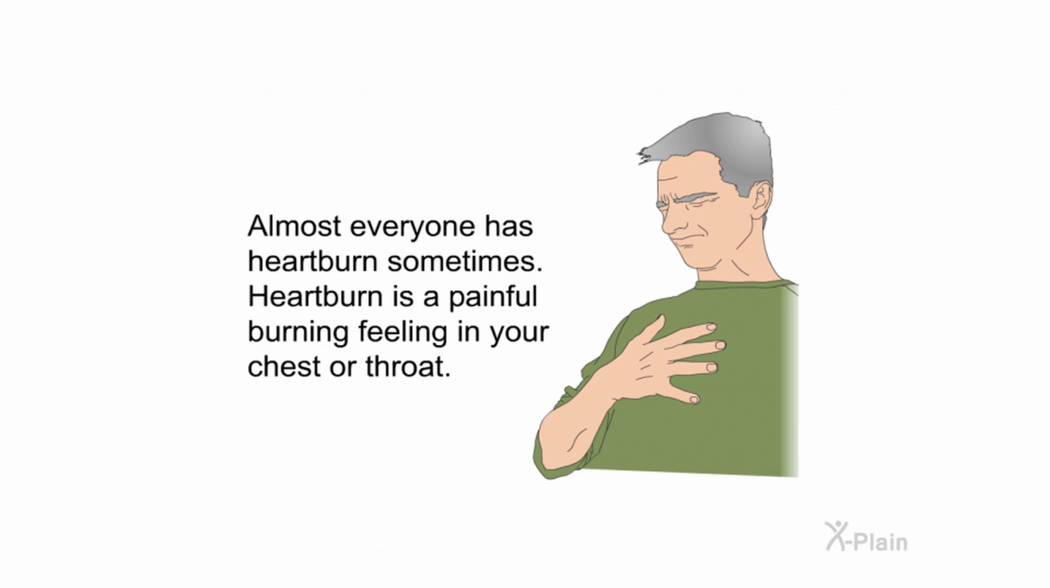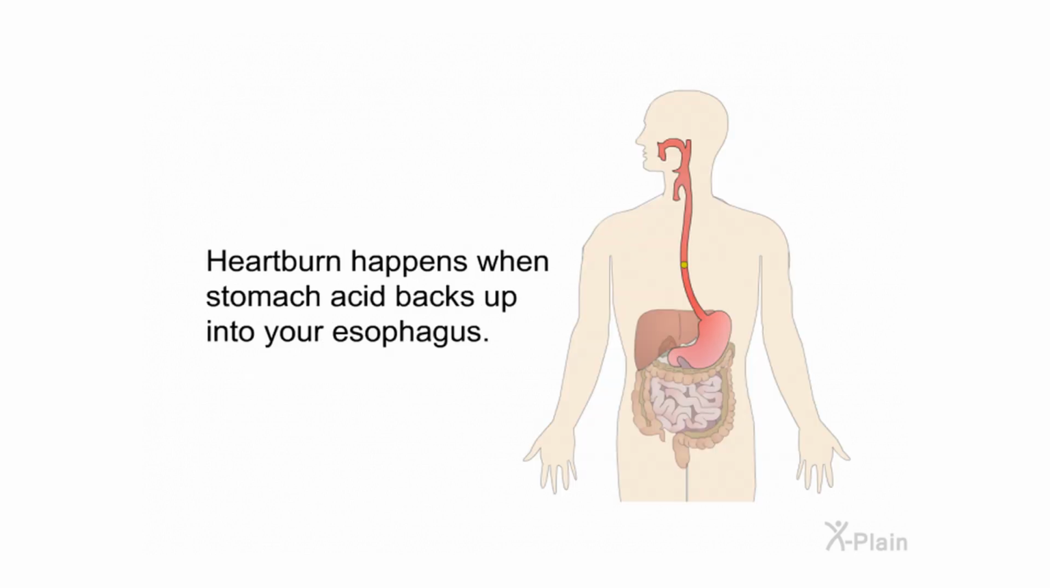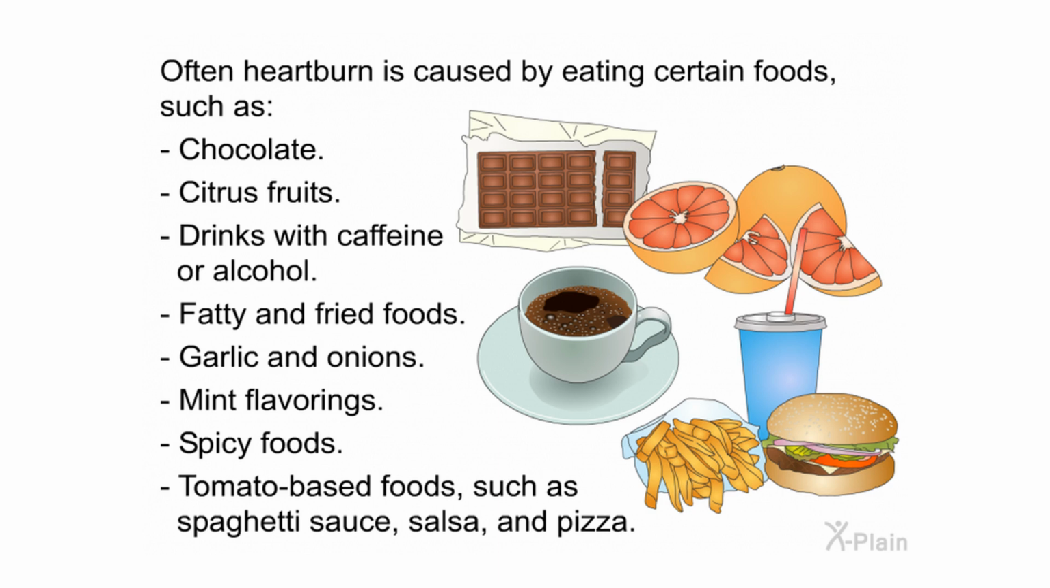Heartburn and GERD. Almost everyone has heartburn sometimes. Heartburn is a painful burning feeling in your chest or throat. Heartburn happens when stomach acid backs up into your esophagus. Often, heartburn is caused by eating certain foods, such as chocolate, citrus fruits, drinks with caffeine or alcohol, fatty and fried foods, garlic and onions, mint flavorings, spicy foods, tomato-based foods such as spaghetti sauce, salsa, and pizza.